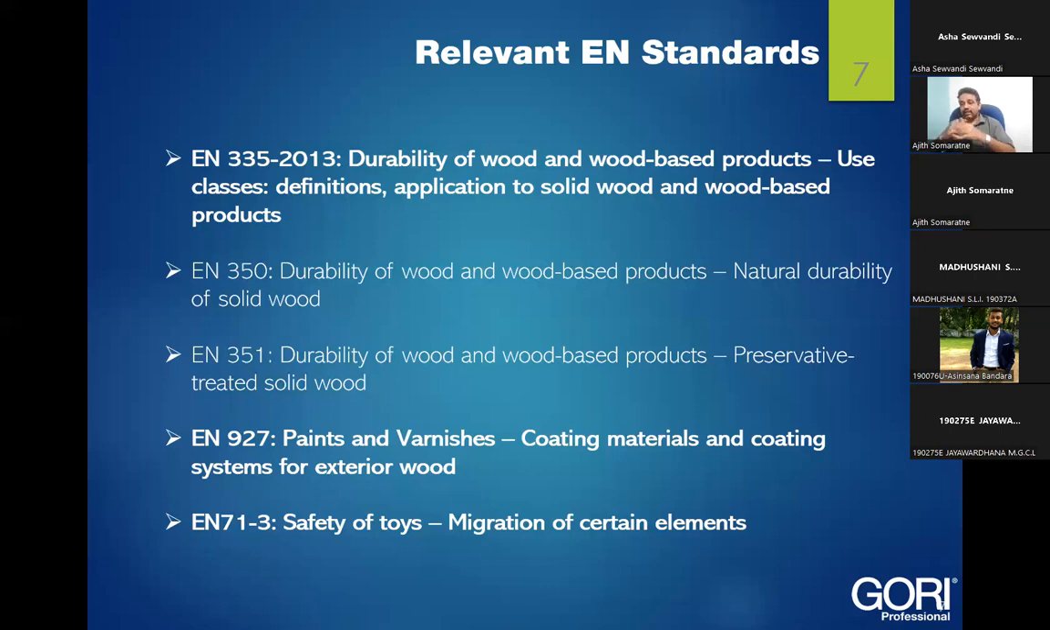The other most relevant code is EN 927. We will discuss this code here today. It is about paints and varnishes, coating materials and coating systems for exterior wood. Why EN 927 is important, you will understand when we discuss use classes: exterior wooden applications are the most critical, most risky applications in wood. So that's why EN 927 is very important. Then we will discuss EN 713. This is about safety of toys. You will understand why I am talking about this also, right?